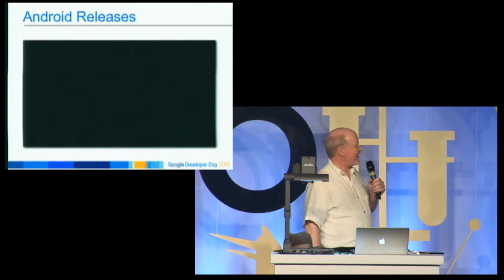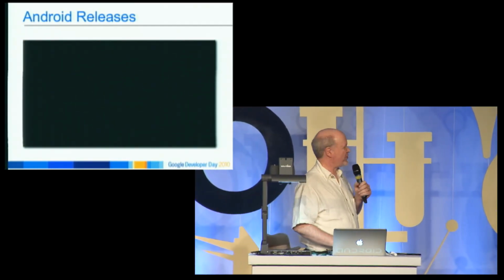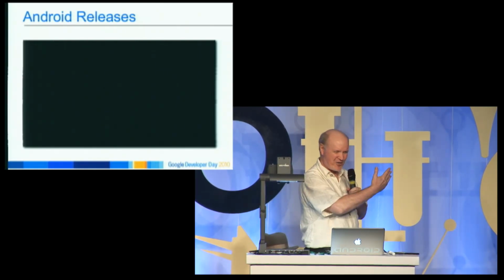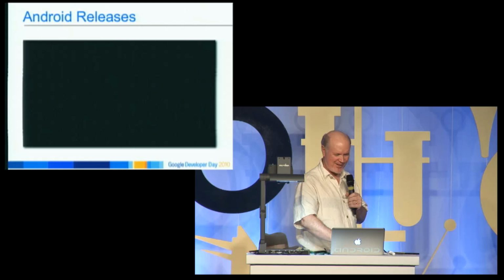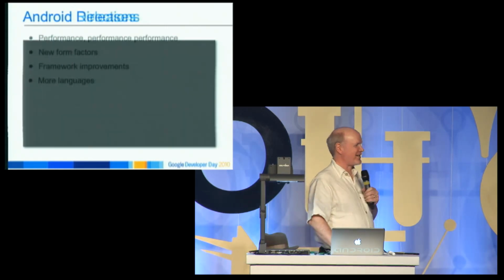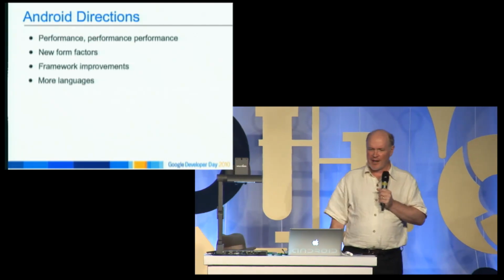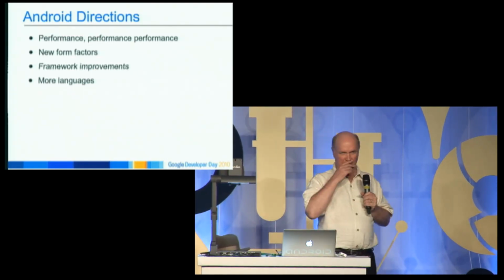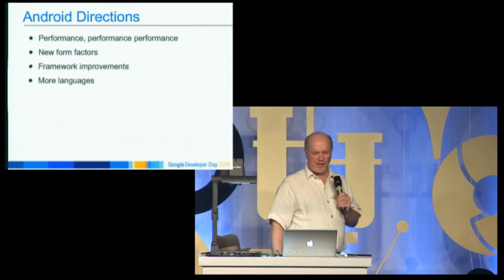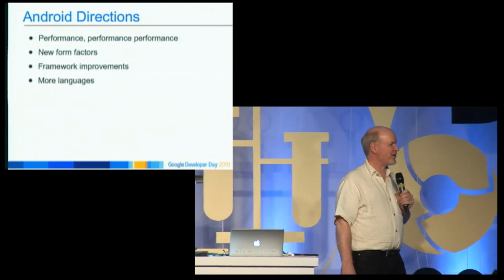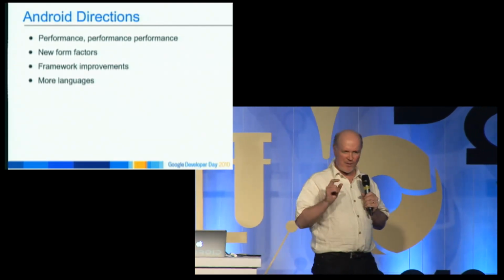So the next release of Android is called Gingerbread, and it's coming out pretty soon because we put the statue up last week, so it has to come out pretty soon. And I can't talk in detail about what's going to be in Gingerbread, but I will give you the rough information on what we're working on. So the thing that we care about probably more than anything else is performance, performance, performance.